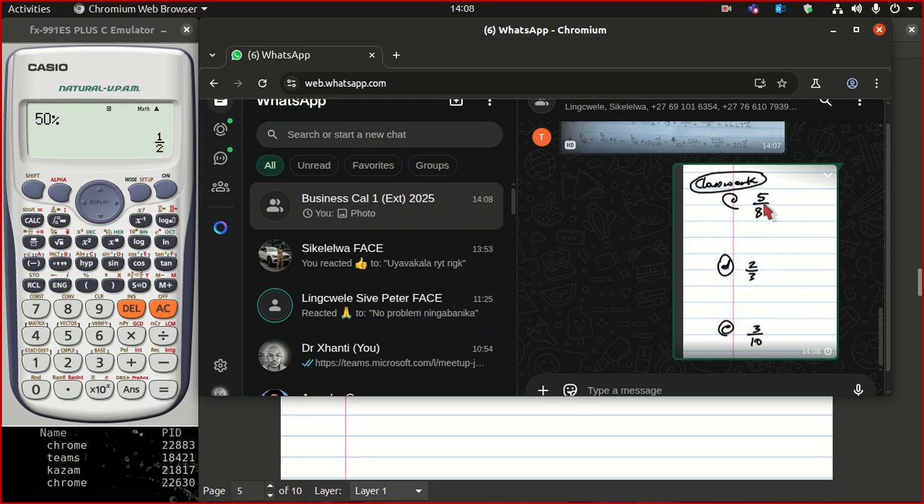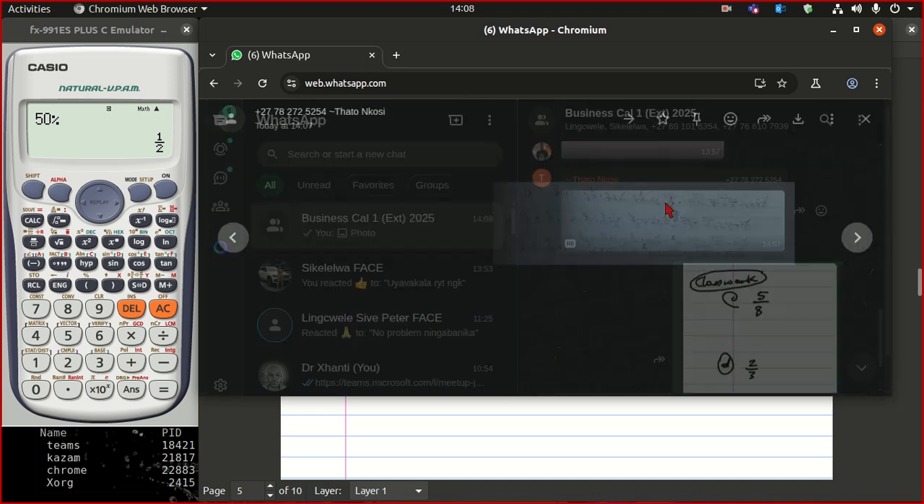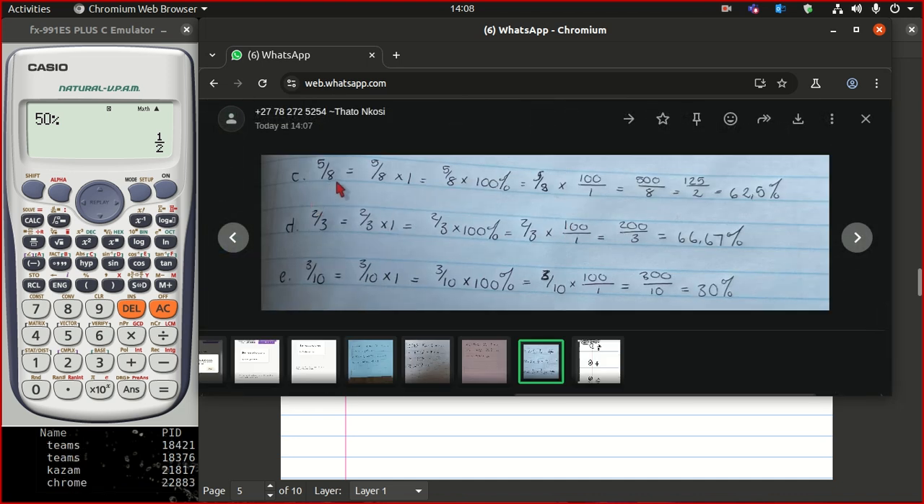These are the problems we are having here. We wanted to convert them to percentages. Of course, we already have an answer by Tatongosi. So we are saying 5 over 8 is the same as that. Multiply by 100, you have 500 over 8. Then you used 4 as a common factor, giving 125 over 2, which is 62.5. So this one is 100% correct.